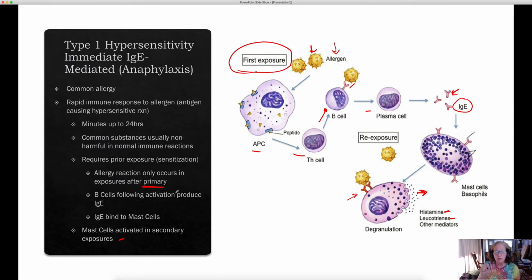One thing to remember is in IgE-mediated type 1 hypersensitivities, this allergic reaction is only going to occur after primary exposure. The person has to be sensitized first. So the first time you're exposed, you don't have an allergic reaction. You don't even know. But the second time you're exposed, and every exposure thereafter, because all you're doing is producing more IgE antibodies, you're going to have those types of allergic reactions.